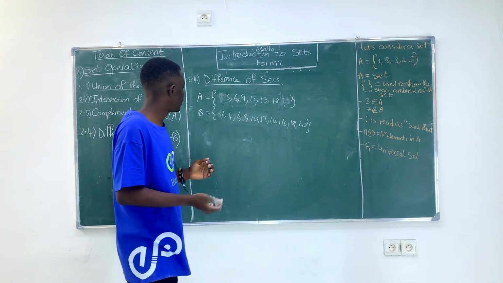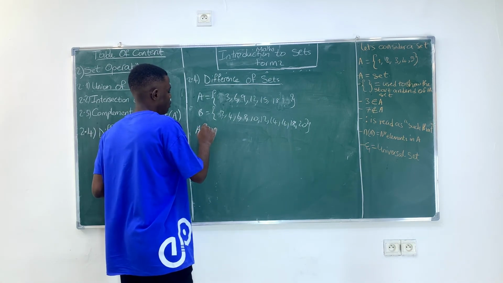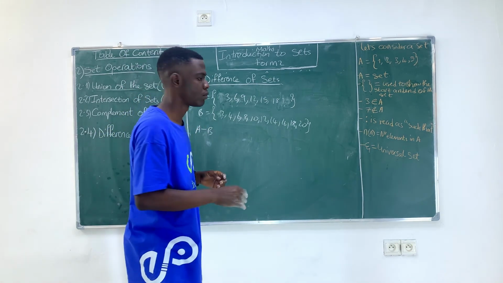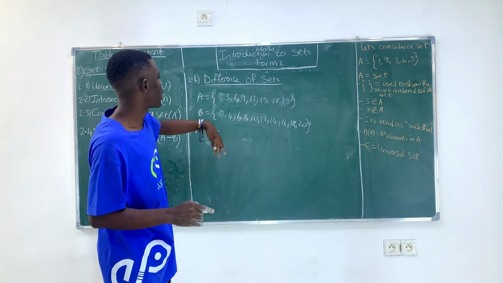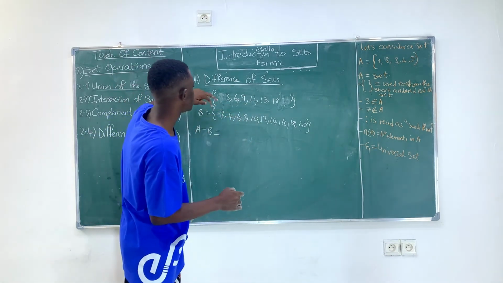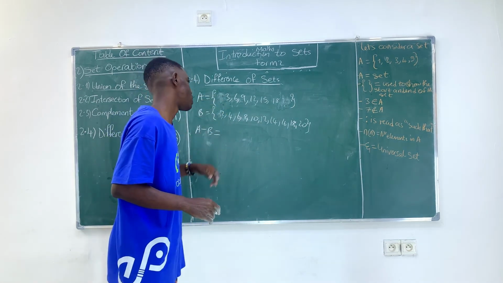So what is A minus B? A minus B means values of A which are not in B. So I cancel the common values, and I check if each value of A is in B.